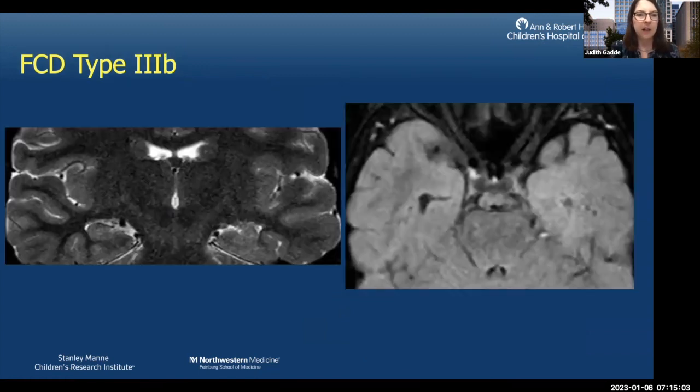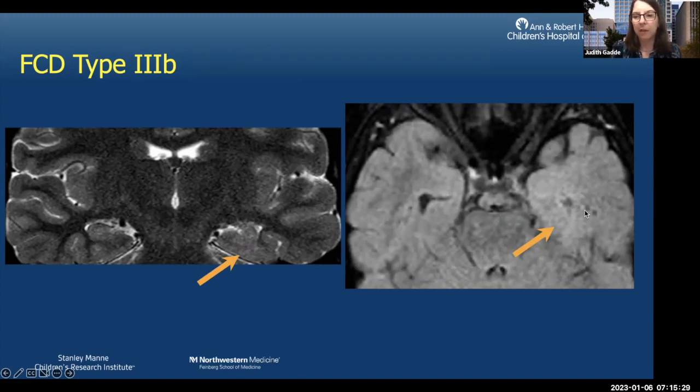Here is a case of type 3B. This is very subtle, but again, these are pathologically proven cases, just to show you how subtle it can be. So here on the coronal T2 on the left, you can see just some subtle T2 hyperintensity in this white matter. This is the left parahippocampal gyrus compared to that T2 hypointense white matter on the right.